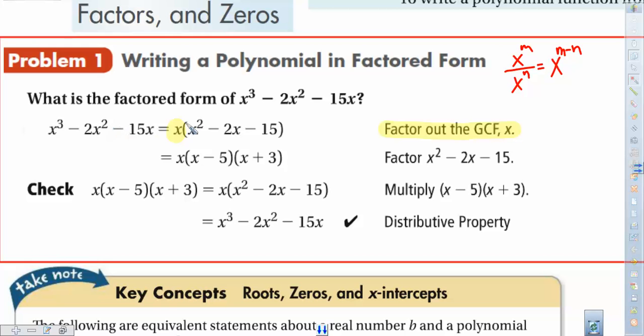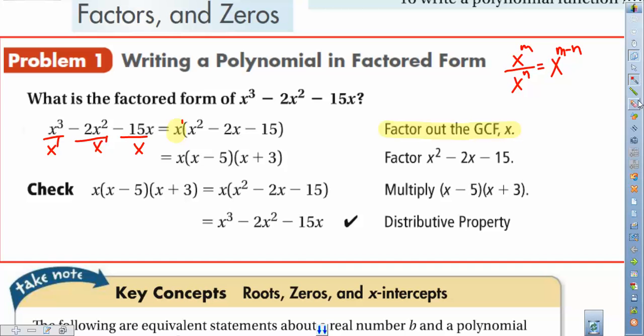That's kind of what we're doing right here. Think of x as being x to the first. So if I were to take x to the third and divide that by x to the first, it's like taking a 3 minus a 1. That's why we see x squared right there. Repeat this process. Negative 2x squared divided by x to the first, that's why we have negative 2x. And then negative 15 divided by x, x is divided out to be 1. You're left with negative 15 times 1. So that's why we have negative 15 right there.